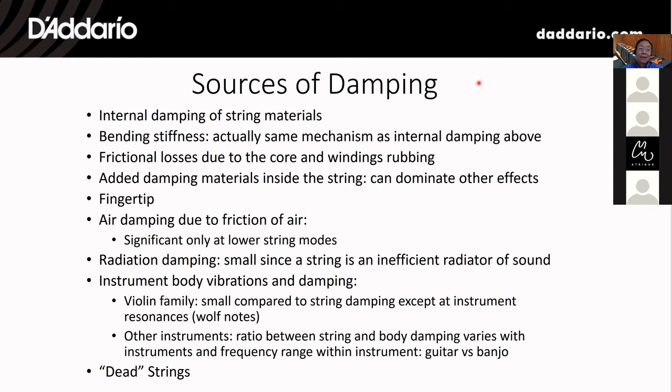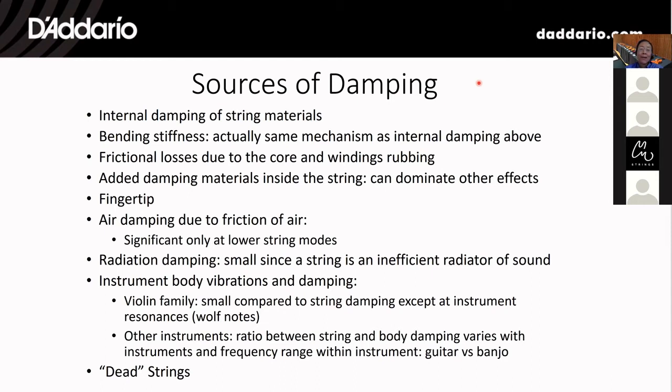There's air damping due to the friction of the air as the string moves through the air. This is mainly significant only at the lower string modes. You can work out the equations for that and prove that and actually measure it. Radiation damping is the string actually radiating sound into the air. Well, it's fairly small because the string is a fairly inefficient radiator of sound because the dimensions are so small.